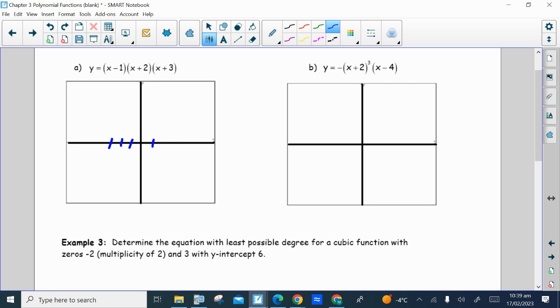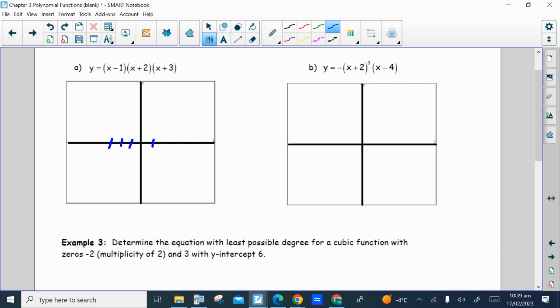Each of these has a multiplicity of 1, so the graph is going to cross through the x-axis. The signs will change, right? The values of y will change from positive to negative or negative to positive. This would be a third degree polynomial.